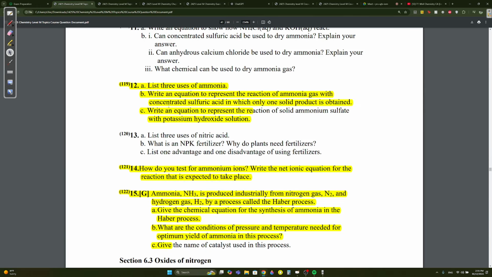What do they say? Write an equation to represent the reaction of ammonia gas with concentrated sulfuric acid, in which only one solid product is obtained. Okay, I guess it's pretty easy. Ammonia gas NH3 plus sulfuric acid H2SO4. You're gonna get ammonium salt, so (NH4)2SO4, plus water H2O. Is this what they want?